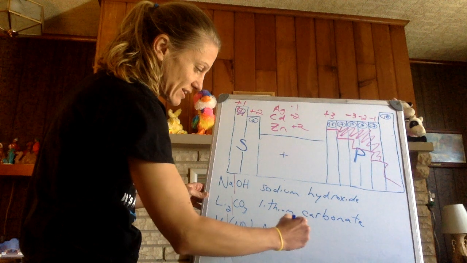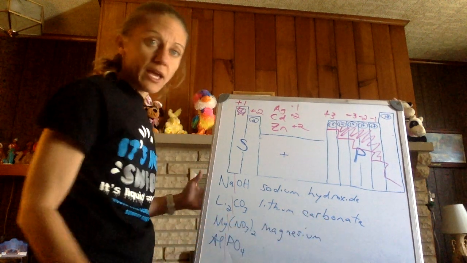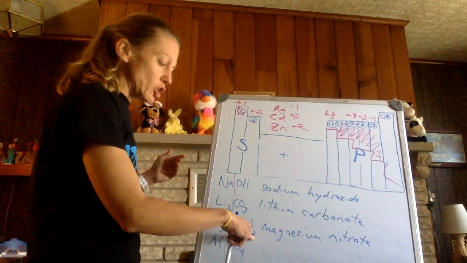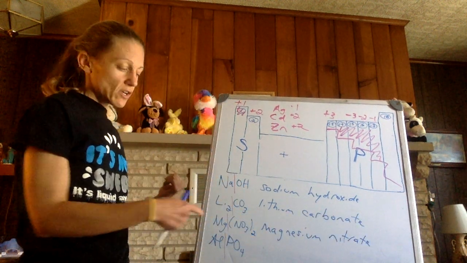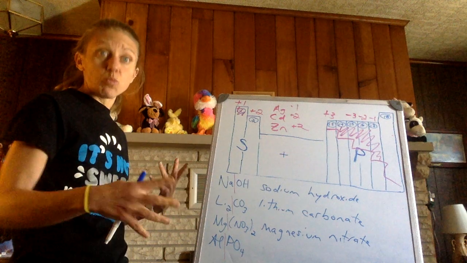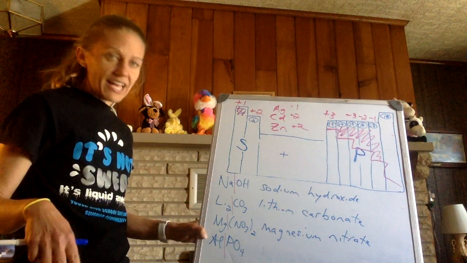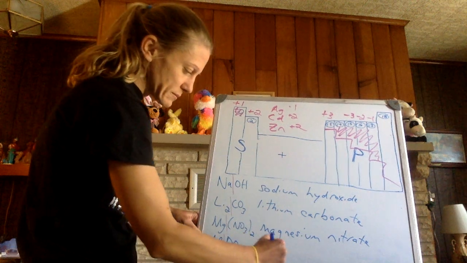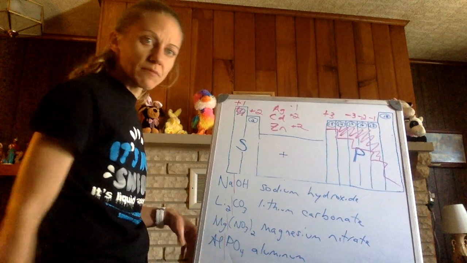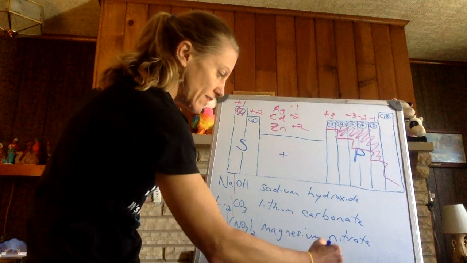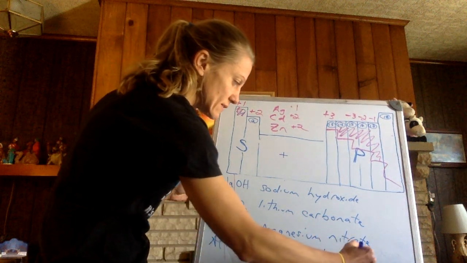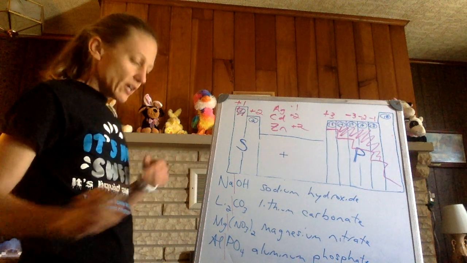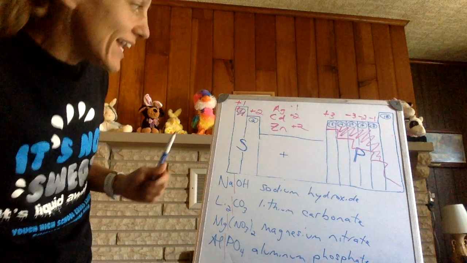Mg, magnesium. NO3, nitrate. What's that 2 doing? That 2 is there to cancel my charge. Magnesium's +2, nitrate's -1. That's where that came from. And AlPO4, yes, it's dog food, but here it's aluminum. And that ion is phosphate, aluminum phosphate. So those are your namings.